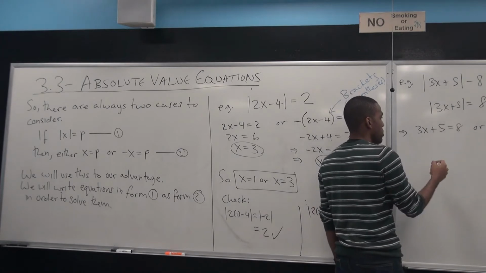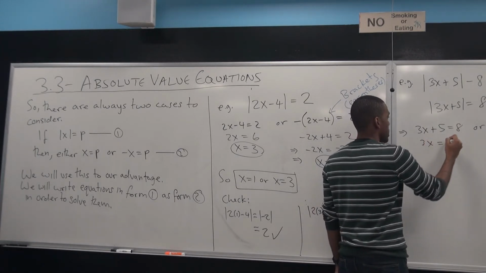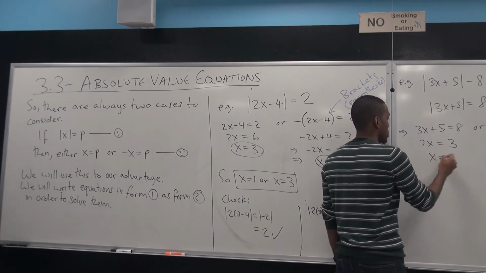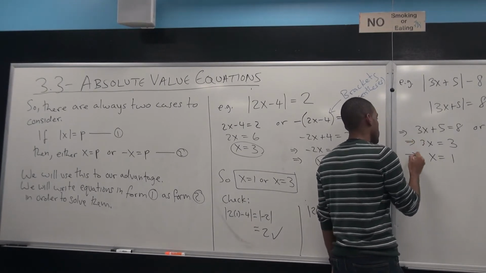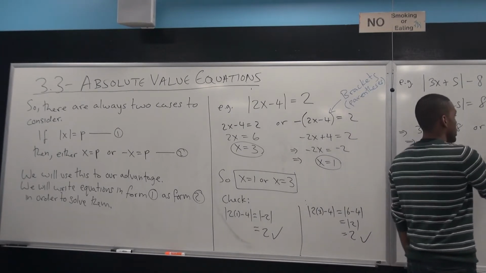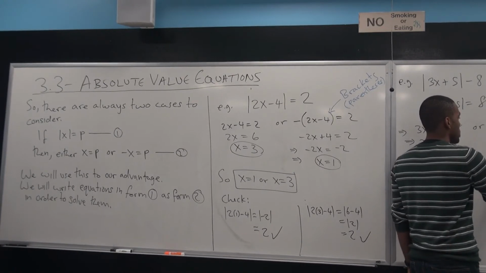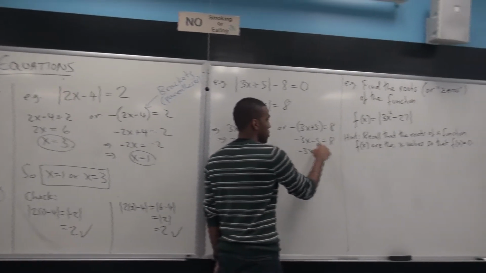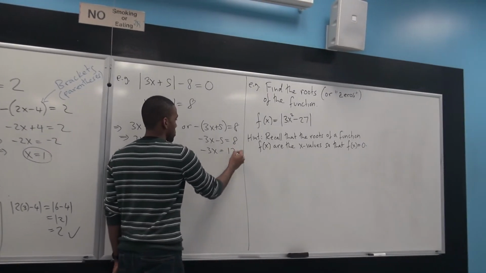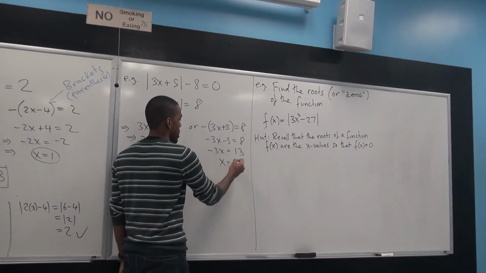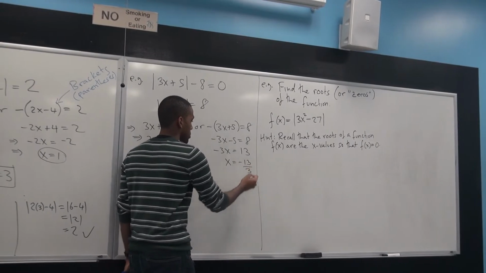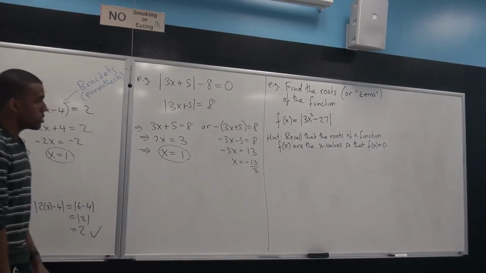So I can subtract 5 from both sides. That gives me 3x equals 3, and so x equals 1. Right? Here I can distribute the negative, add 5 to both sides, which would give me, what, 13? And then I would divide by negative 3.